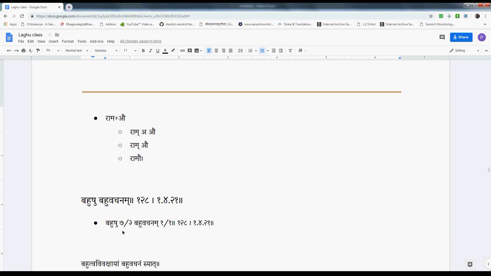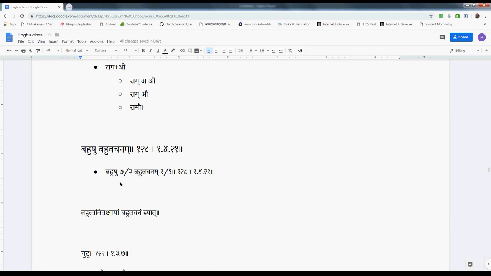So Sau, Jas, Shas, Ityadi, all these Bahuvachanas are added when you have many, more than two. Thereby you have got what? Siddhi of Rama plus Jas. What is the content of Jas? Rama plus Jas.